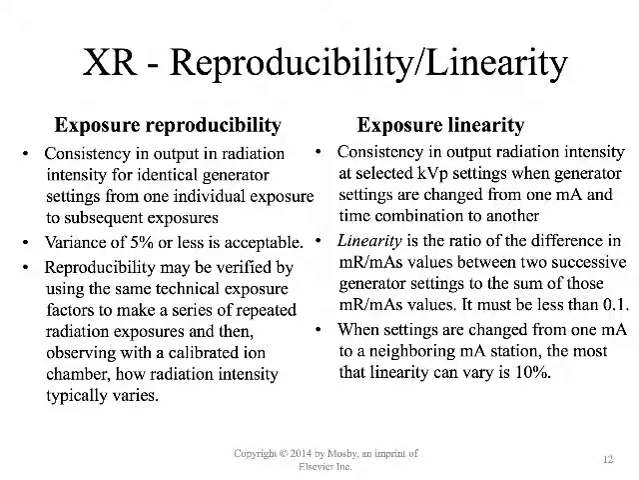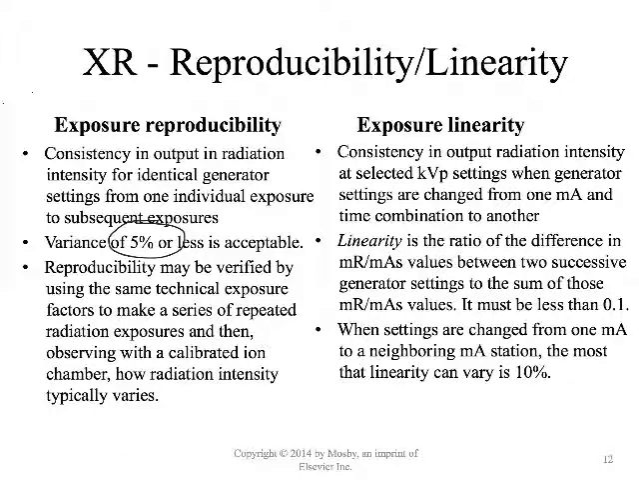Reproducibility. Some of this is not in our textbook, but it is helpful to know this. Reproducibility means that there's a consistency in X-ray output. So when I do a chest X-ray at this setting, it doesn't matter if I turn it on at 6 o'clock in the morning and do it, or do it at 5 o'clock in the evening. I'm always getting about the same amount of energy coming out of the X-ray tube. And the variance for that is 5% or less, right? The exposure should not vary all that much from 5% or less. That is reproducibility of the same technique over and over again.